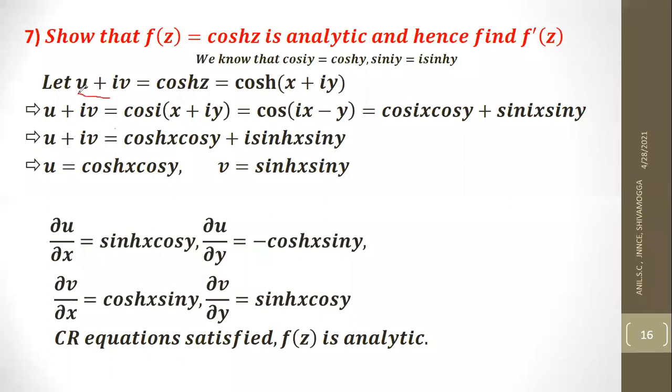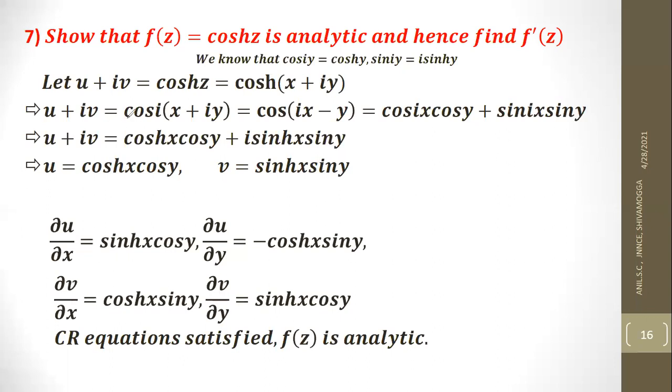Let u plus iv is equal to cos hyperbolic z, the given function. And we know that z is a complex number which is usually denoted by x plus iy. Therefore, u plus iv is equal to cos hyperbolic x plus iy. Now let's try to separate real and imaginary parts.